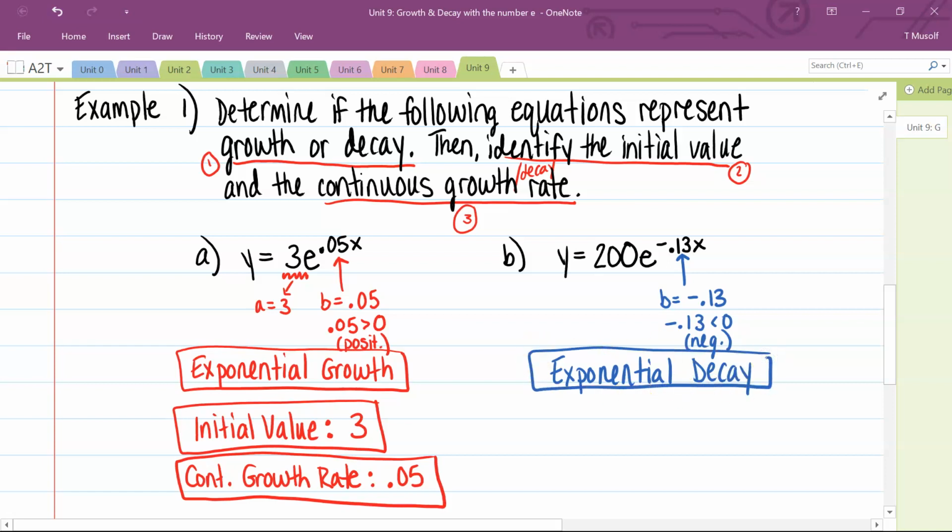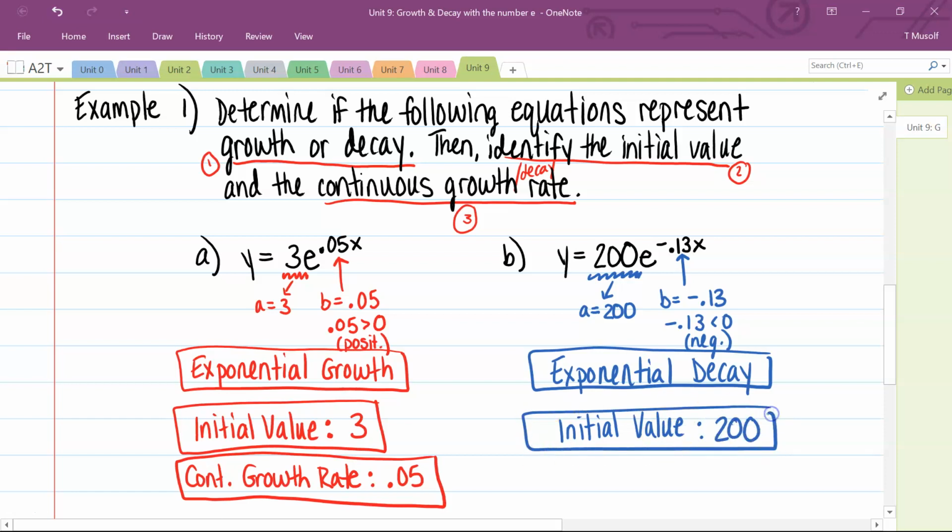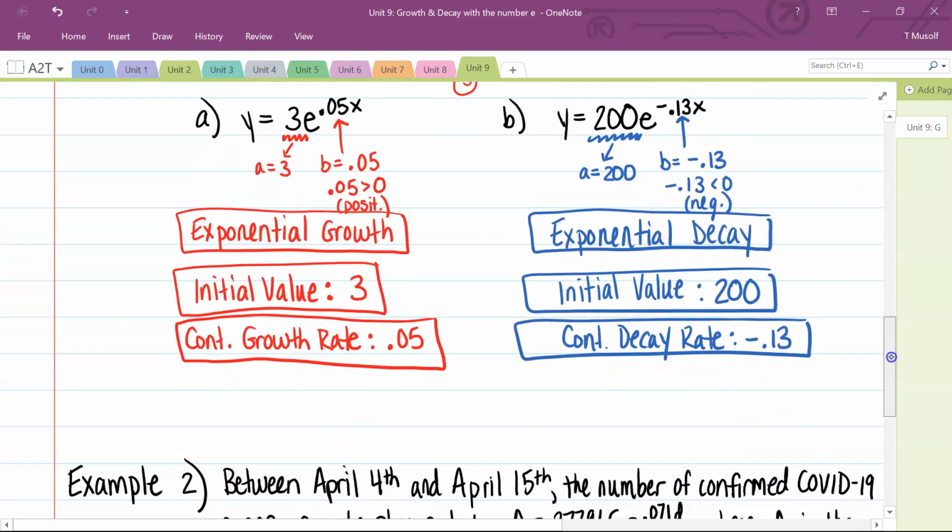All right, the next thing is to find the initial value. The initial value is always that number in front of the base. All right, so whether you're using a base e or any other base, that a value, the number in front, is always your initial value. And so here my initial value is going to be 200. And then in this case, this would be the continuous decay rate. That's the b value we found earlier, which would be negative 0.13. Okay, and that's it. All right, one more example.